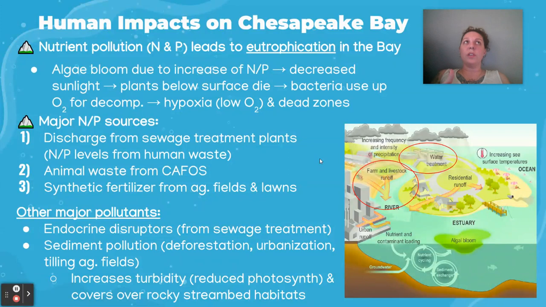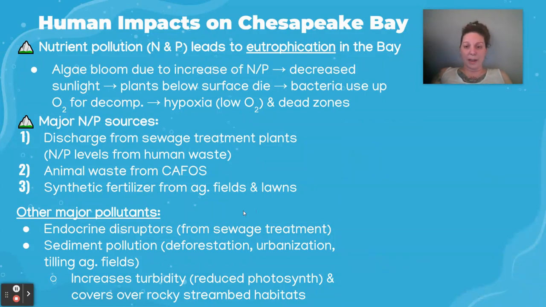So that's actually going to be like when you take certain medicines, they can't be completely used by your body. There will be some things that are released in your waste, and those are sometimes difficult to get out in water treatment plants. And then sediment pollution is another really big one. So as we deforest areas for urbanization or we till ag fields, we mix up a lot of the soil, which allows erosion to happen.